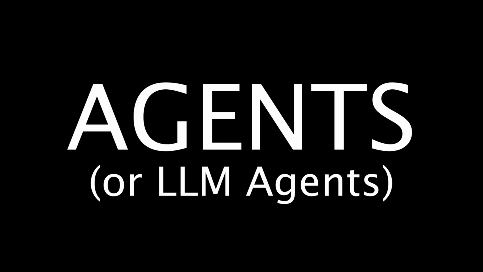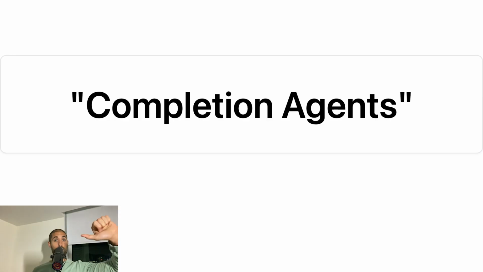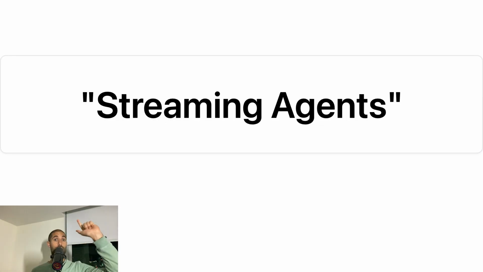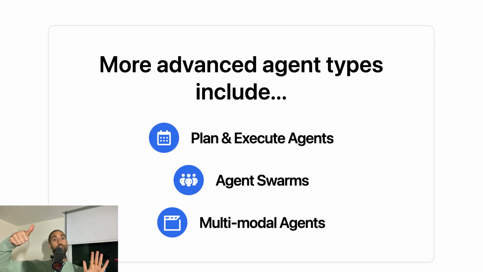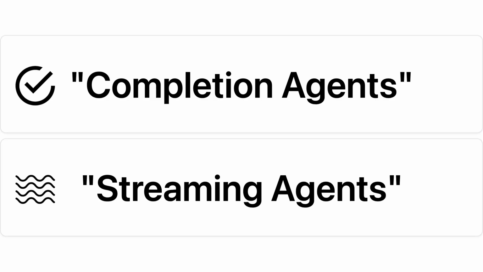The topic at hand is agents, or LLM agents. We're talking completion agents, streaming agents, agents with memory, RAG agents, React agents, plan and execute agents, agent swarms, multimodal agents, and more. First, let's take a look at the difference between completion agents and streaming agents.